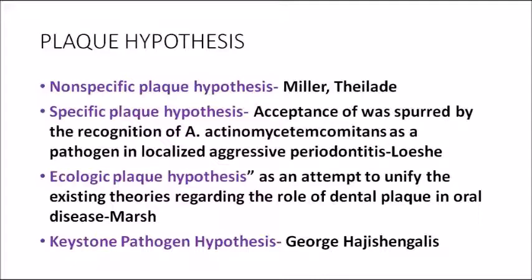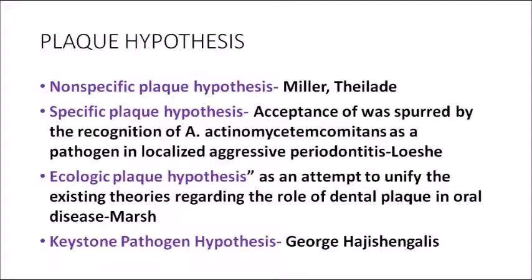The second plaque hypothesis is the specific plaque hypothesis. This was accepted because of the recognition of AA as the causative organism in aggressive periodontitis. So they gave importance to the specificity of the plaque. If the plaque is composed of relatively non-pathogenic organisms, it will not cause disease, and specific microorganisms when present cause specific disease. So that is what the specific plaque hypothesis is. All plaque are not pathogenic and it depends upon the composition of the plaque. It was given by Loesche.